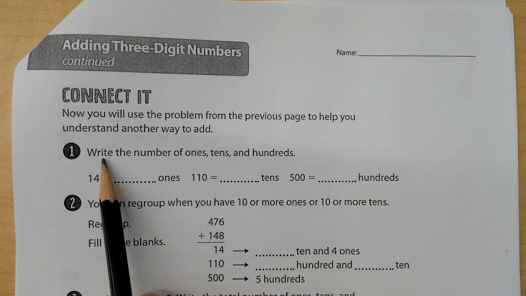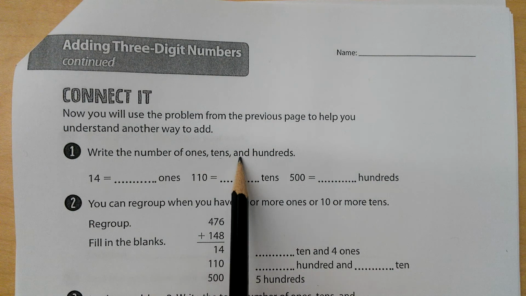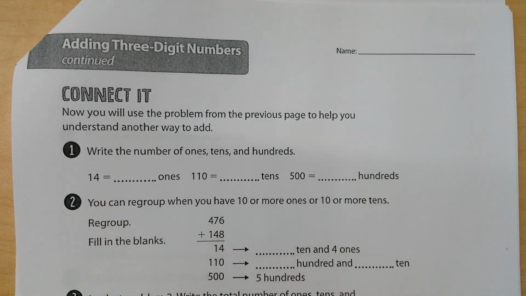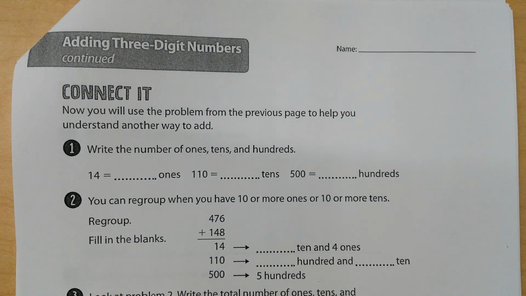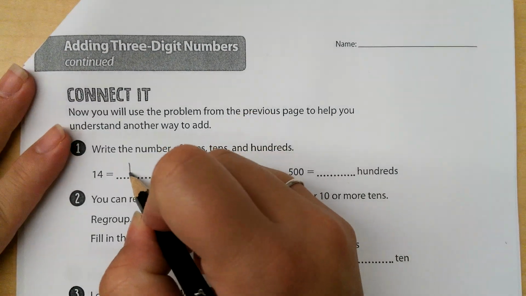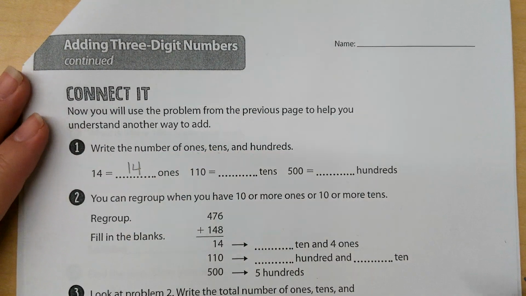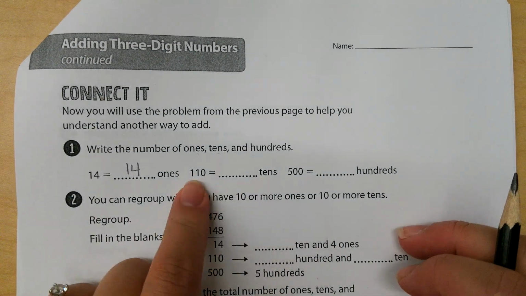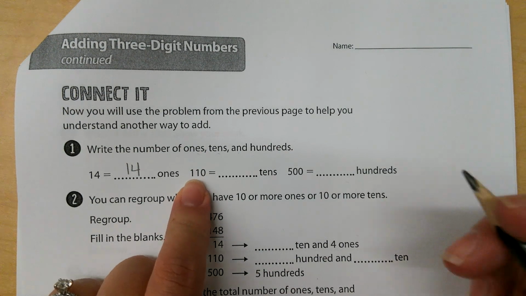On number 1, it says write the numbers of ones, tens, and hundreds. So if there's 14 ones, what does that look like in numbers? 14 is still 14 ones. How many tens is there in 110?